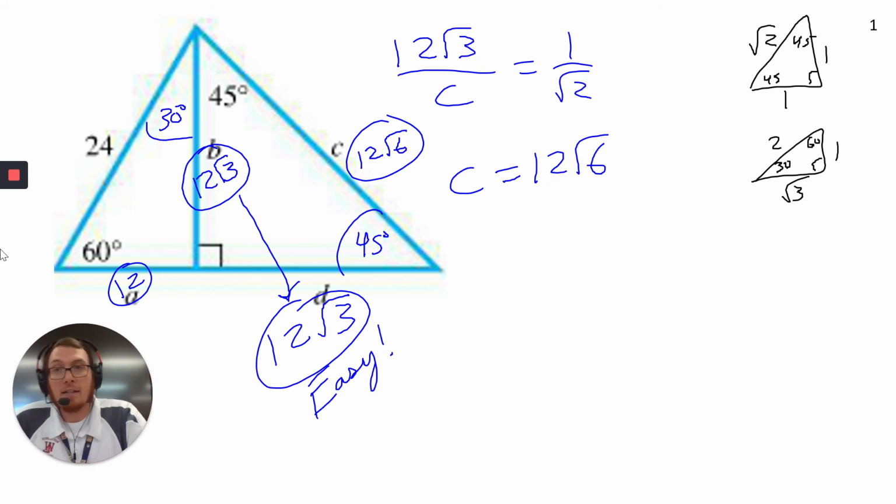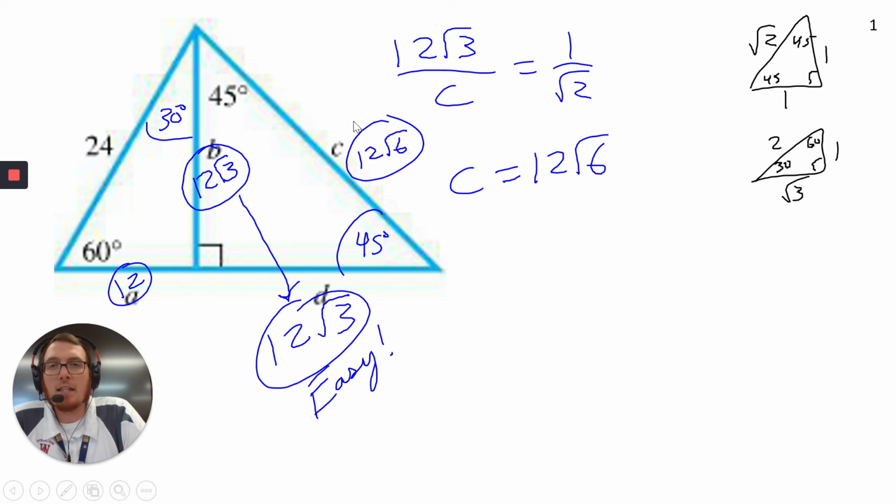Now, knowing that, now that I know A and B, I should be able to use B to find things on C and D. Now, D should be really easy. If this triangle on the right side is 45, 45, 90, and this B value is 12 root 3, so is D. That one's easy. No cross-multiplying. Don't even have to do anything. They're the same because it's 45, 45, 90.